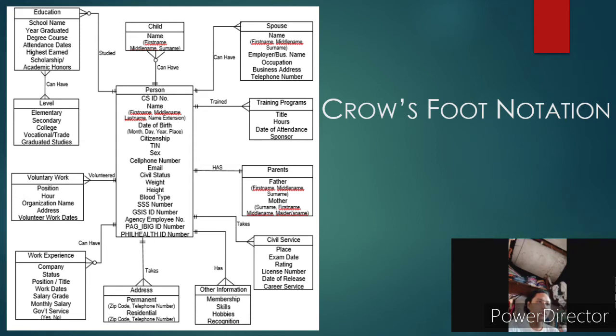Okay. So the entity person and its relationship to training programs. The person trained many, with title, hours, date of attendance, sponsor. The entity person also has a relationship with its one and only parents, entity parents.